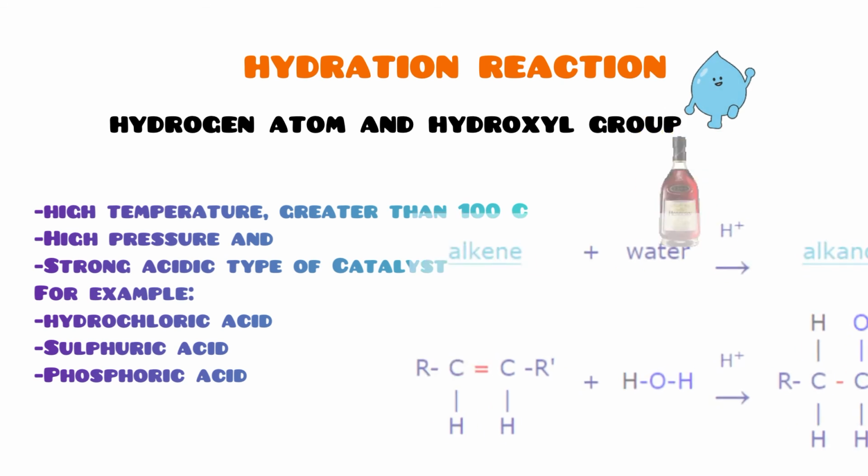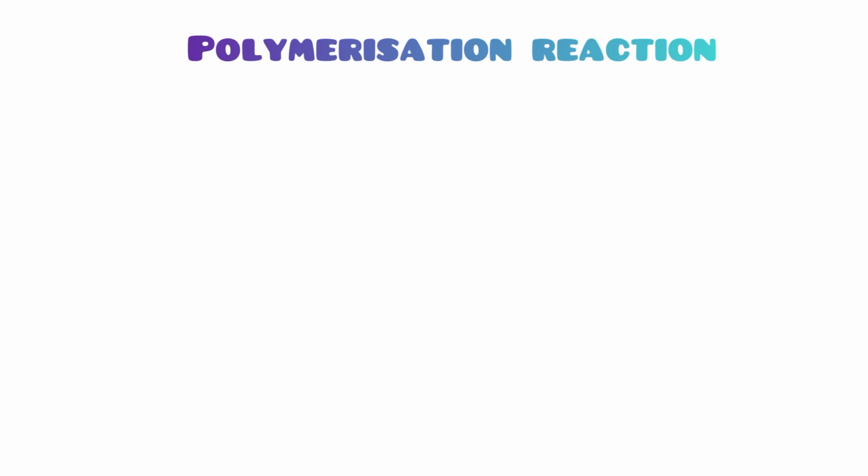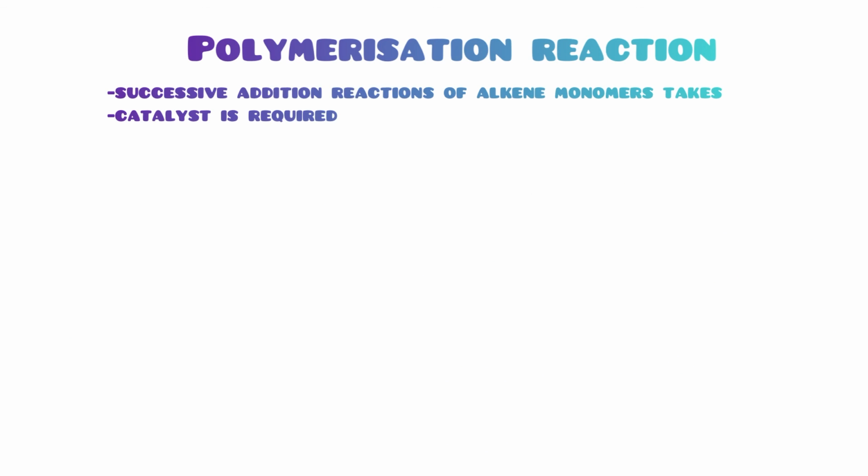And the last subcategory of the addition reaction is the polymerization reaction. As the prefix indicates, it means that it polymerizes. This takes place when successive addition reactions of alkene monomers occur. In this reaction only a catalyst is required. The small monomers combine together and create a long chain of polymer. There are many polymers which are synthetically made, such as plastics. On the other hand, there are polymers that are made naturally, such as proteins.